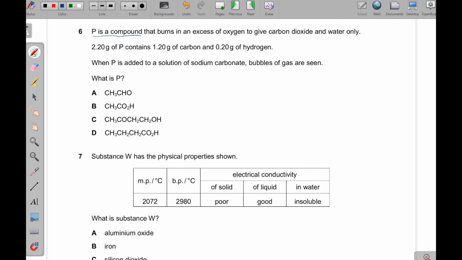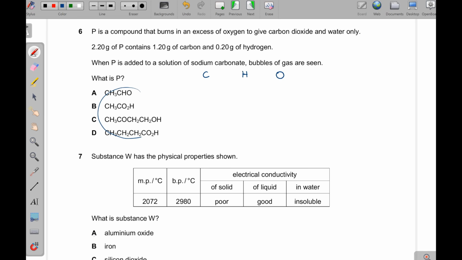Question 6. P is a compound that burns in an excess of oxygen to give carbon dioxide and water only. 2.20 grams of P contains 1.20 grams of carbon and 0.2 grams of hydrogen. When P is added to a solution of sodium carbonate, bubbles of gas are seen. What is P? Now, when you look at this 1.2 and you add 0.2, you will get 1.4. Now that means there is something left here. So that would be for oxygen. That means this compound must have carbon, hydrogen, and oxygen.